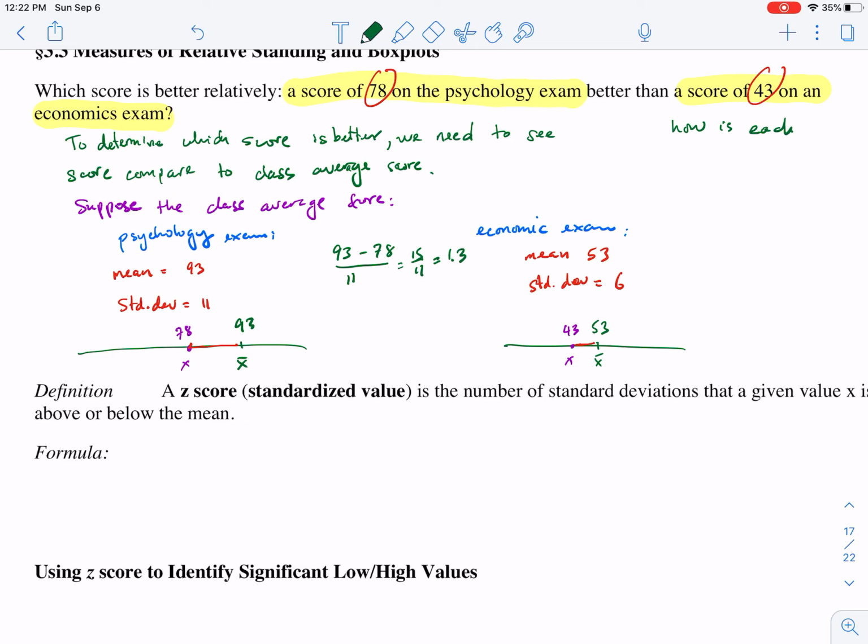Okay, so let's try this around here. Let's do x, 78 minus 93. That would give us the negative z-score, the negative standard deviation. So that means it's negative 1.36 below the class average. And on this side, 43 minus 53 divided by 6. So we got negative 10 divided by 6, so that's negative 1.67.